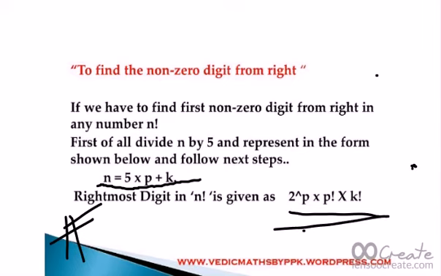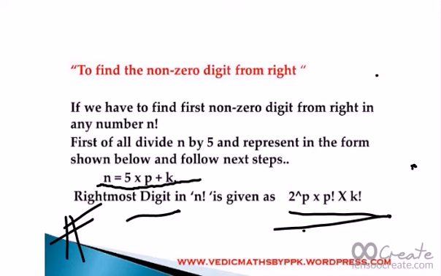You may ask why I have used p and k. These are my initials, Praveen Kumar K, so as to get used to it. The rightmost digit in N factorial is given as 2 raised to p into p factorial into k factorial.